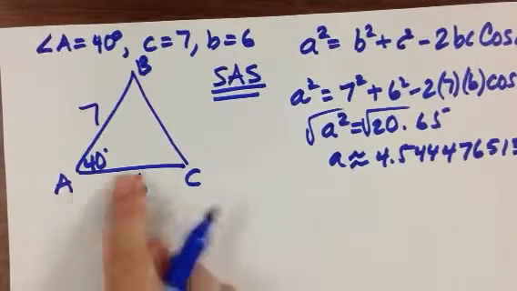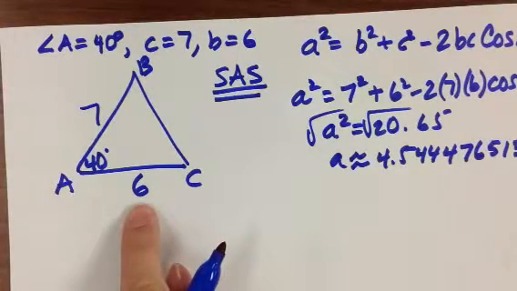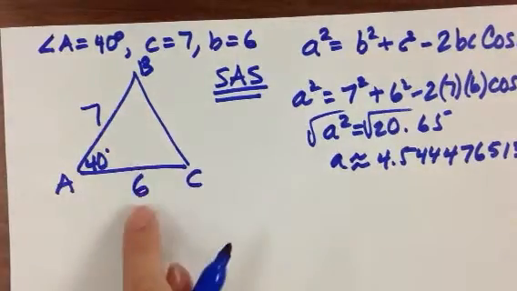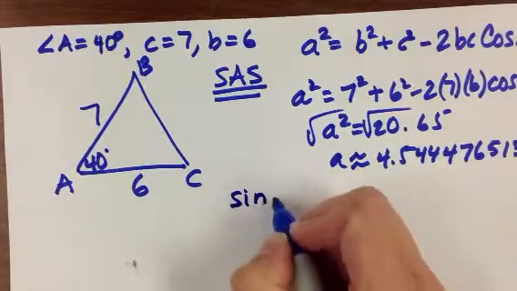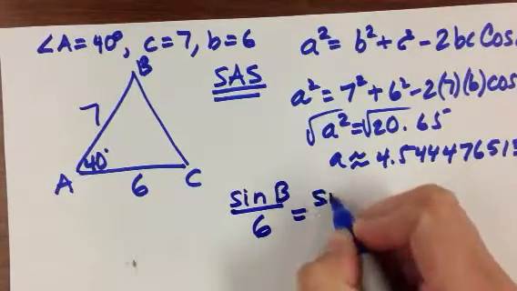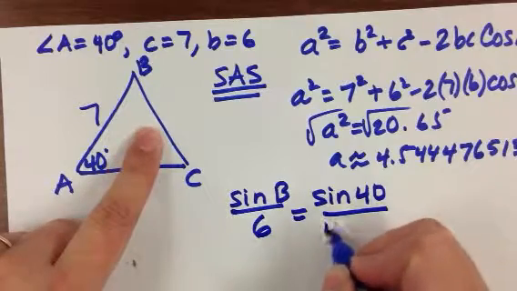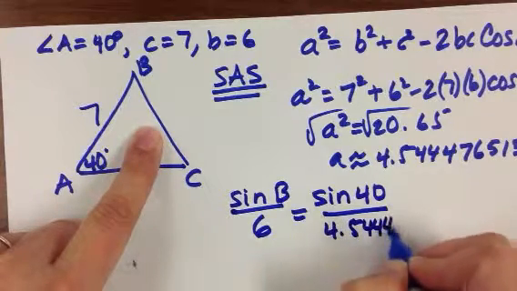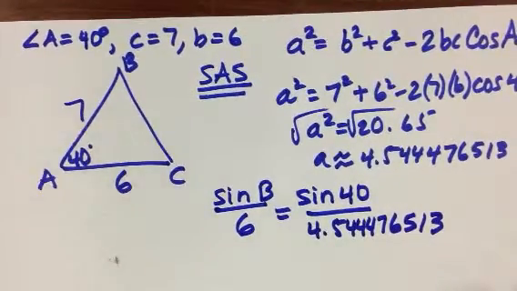Now the smallest angle will always be opposite the shortest side. So 6 appears to be the shortest side. Opposite of 6 is angle B. So we're going to find angle B first. So we use the law of sines, and we use the one we know, which was A, and all these crazy decimals. Okay, so we're going to solve this.